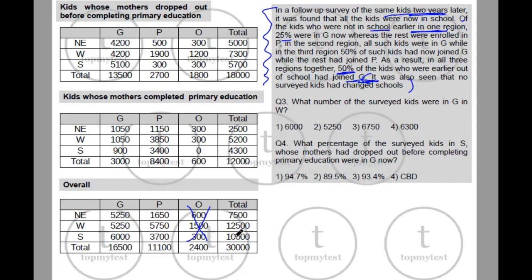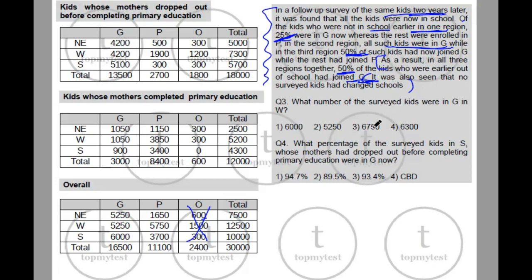Okay, so let's read this carefully. As a result of this change, everyone moved from O to G or P, and for each region there are some values given. In one region 25% moved to G, in the second region all kids moved to G, and in the third region 50% moved to G, 50% moved to P.